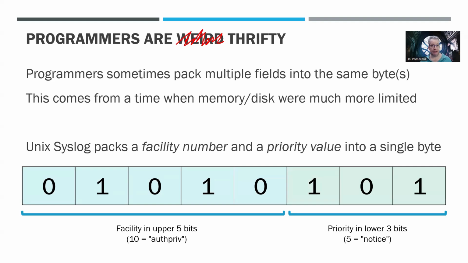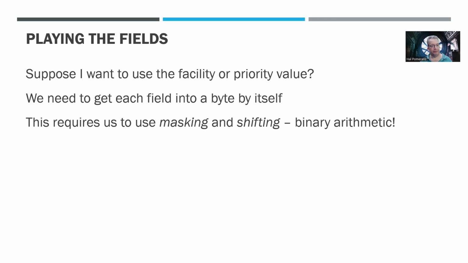Now that's convenient for transmission. We only need to send 1 byte with the 2 fields in it. But when I want to use those fields, I need to unpack the byte somehow. If I want to use the facility value or the priority value, we've got to extract that field and get it into a byte by itself. And this uses concepts like masking and shifting, which you might have heard of. I'm going to explain what they are. But basically, we're going to be doing some binary arithmetic.